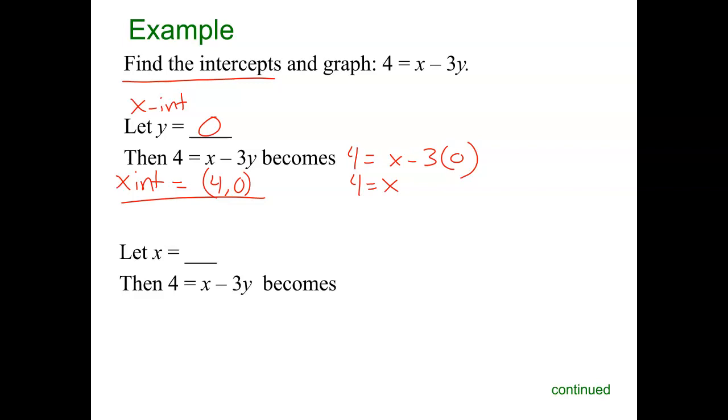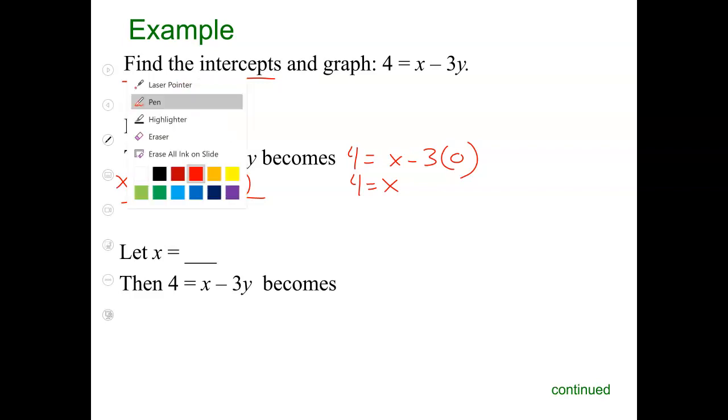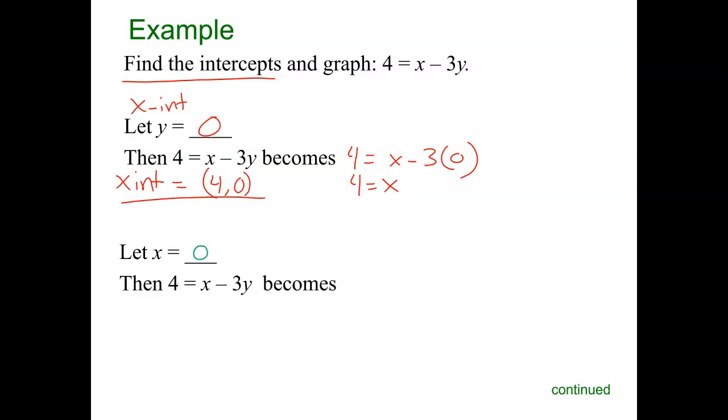Now, what are we going to let x equal? 0. And that's going to solve for the y-intercept. X equals 0 gives me the y-intercept. So 4 equals 0 minus 3y. Don't need that 0. So 4 equals negative 3y. What is y going to equal? Negative 4 thirds, negative 4 over 3. So what's my y-intercept?